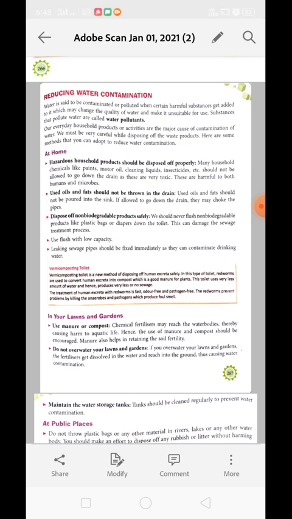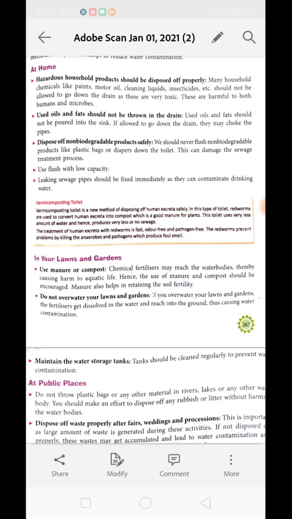Now, over here, reducing water contamination is the next topic. Water is said to be contaminated or polluted when certain harmful substances get added to it, which may change the quality of water and make it unsuitable. It makes the water unfit for drinking and other uses as well. Substances that pollute the water are called water pollutants. Our everyday household products and activities are the major cause of contamination of water. We must be careful while disposing of the waste products of our houses. Here are some methods that can be adopted by us to reduce water contamination.